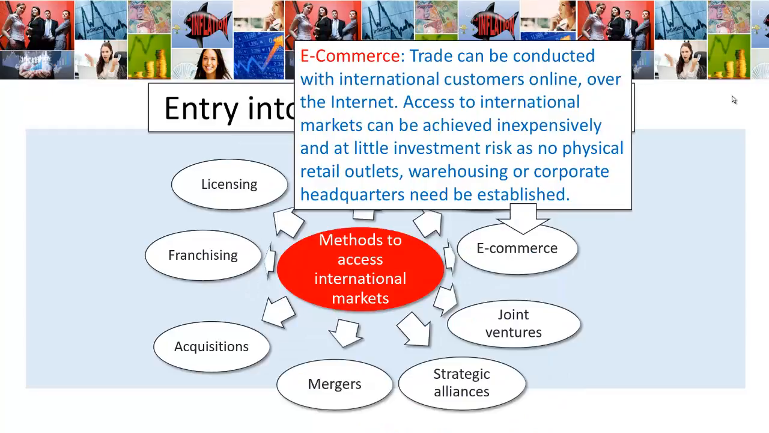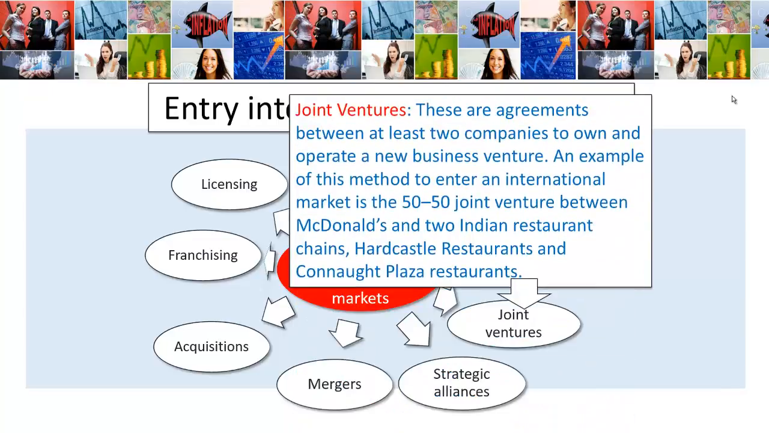E-commerce, selling off the web, selling off the internet. Trade can be conducted with international customers online, over the internet. Access to international markets can be achieved inexpensively and with little investment risk, as no physical retail outlets, warehousing or corporate headquarters need be established.